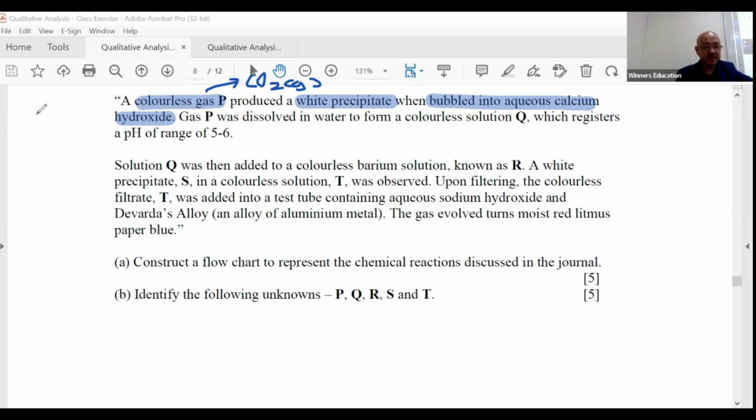And this same gas P dissolves in water to form a colorless solution Q, which registers a pH range of 5 to 6. Can you tell me about this solution Q based on the pH? You don't know the identity, doesn't matter. Tell me something about it. It is a weak acid. Very good. We're putting all the skills together as I mentioned.